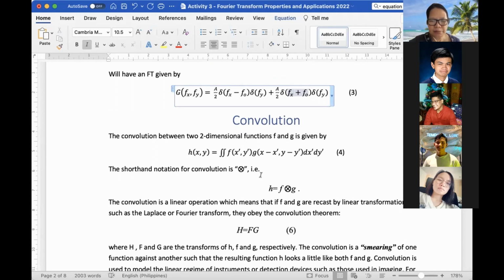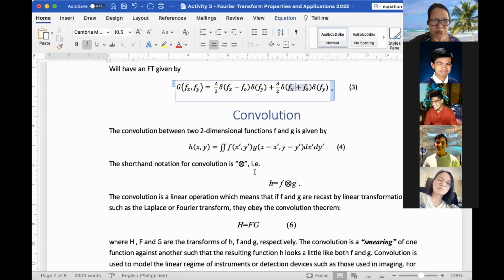Because the Fourier transform is a linear transform, it obeys the convolution theorem. So recall that when you do the convolution of two-dimensional functions, say f and g, it's given by equation 4. Transform the variables of f into dummy variables x prime, y prime. Ganun din gawin mo sa g, transform its x,y variables into x prime, y prime. But if you flip it, you will mirror it. That's why there's a minus sign here.